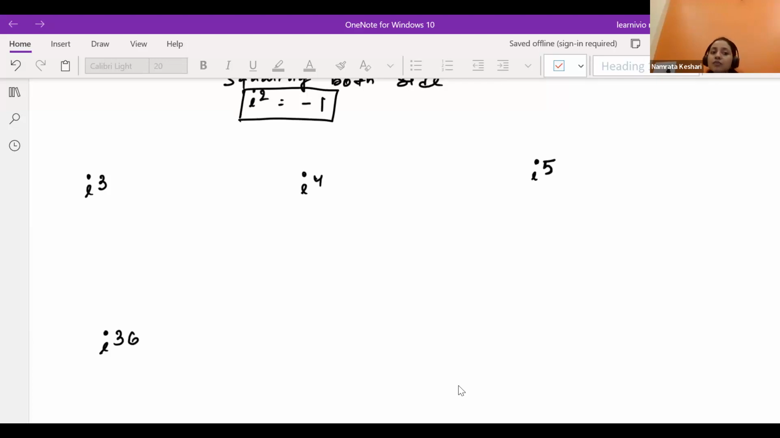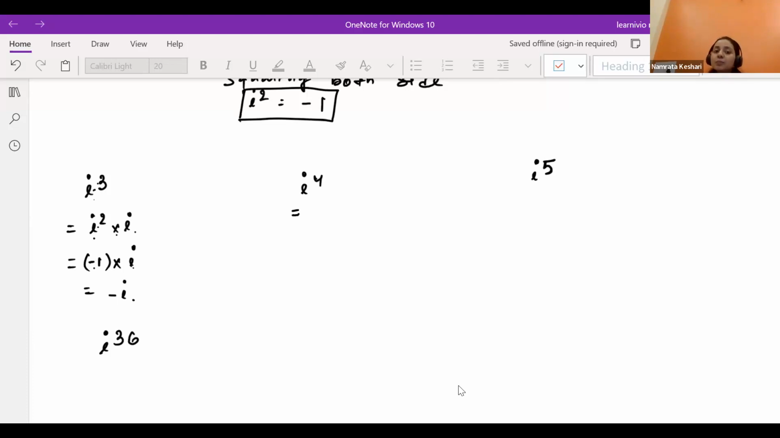With the help of this result, I square is equal to minus 1, what will we do for I cube? We will take it as I square into I. I cube means I square into I. This is how we can break I cube. And I square's value we already know is minus 1. Minus 1 multiplied by I is just minus I. I cube is equal to minus I, we generated.